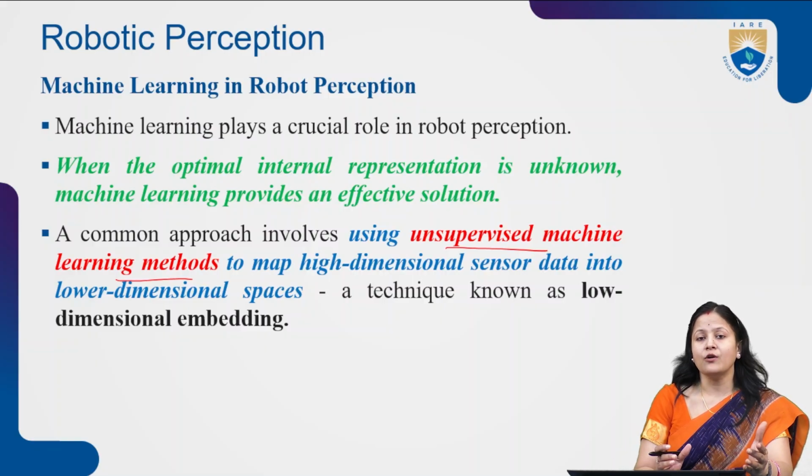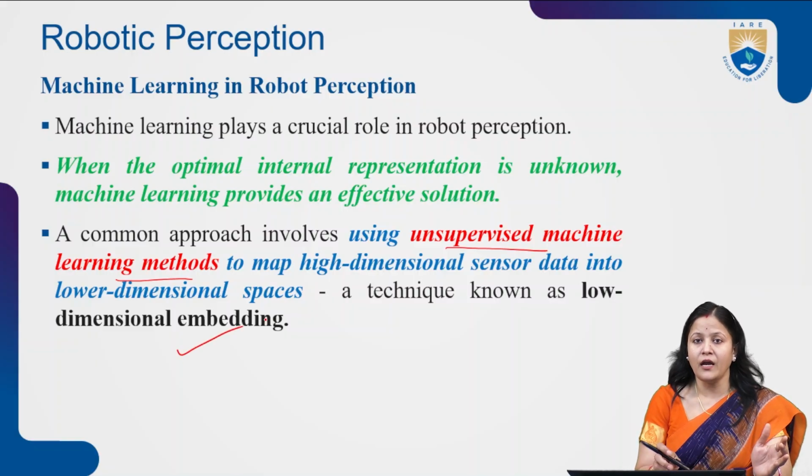Sometimes in machine learning, if all the features are not relevant, we can reduce the number of features to make the algorithm effective. That is also called reducing the dimension from a higher dimension to a lower dimensional space. That is called low dimensional embedding in machine learning.